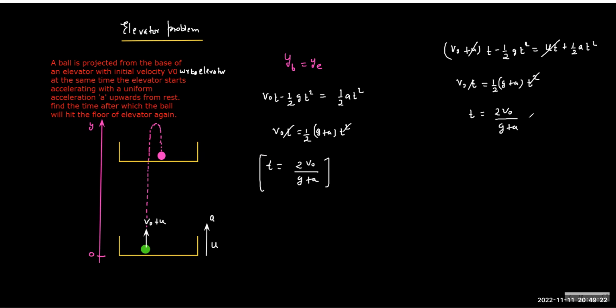So I don't understand why you took the velocity as v naught plus u. Okay, so let's say you are in an elevator, and you throw an apple. There is an apple in your hand. You toss it. So when you toss it, you toss with respect to what? In which frame? Ground frame or elevator frame?